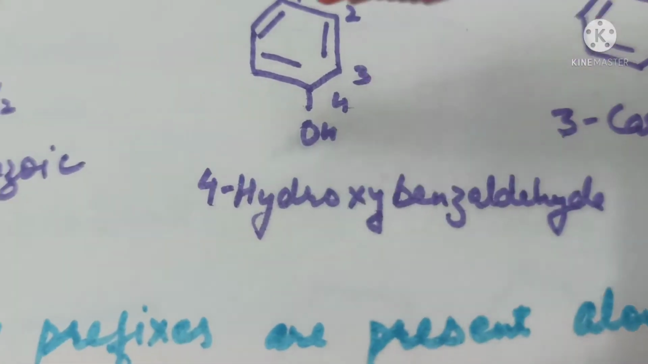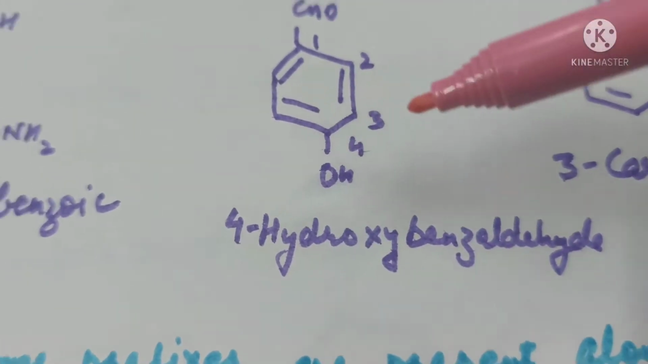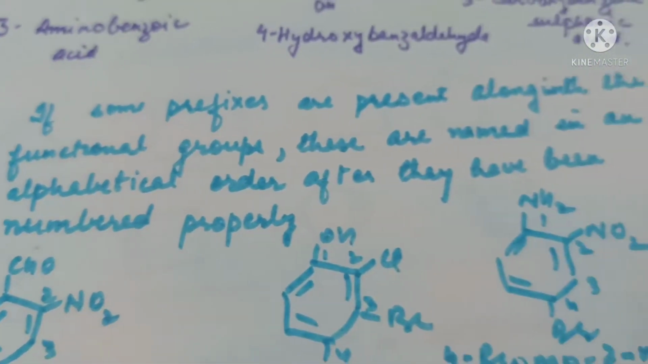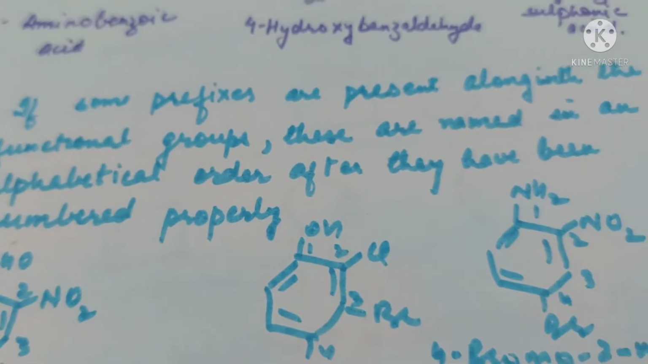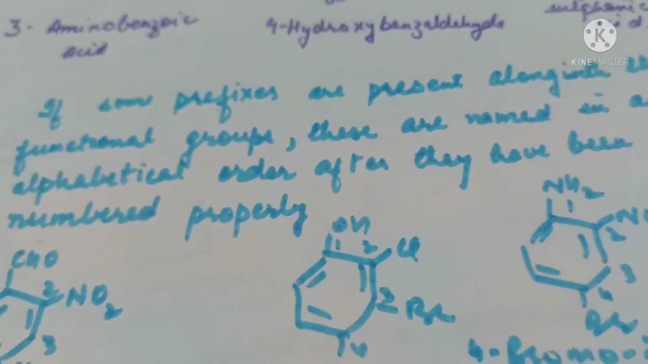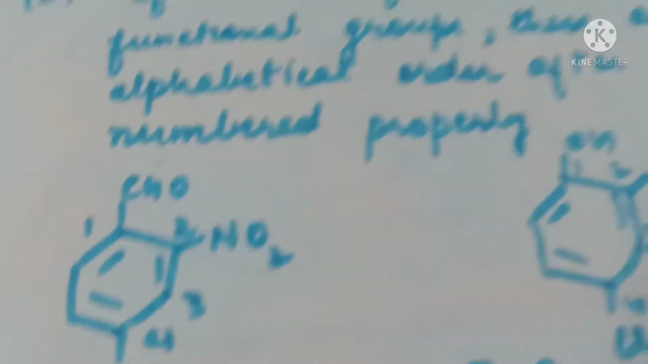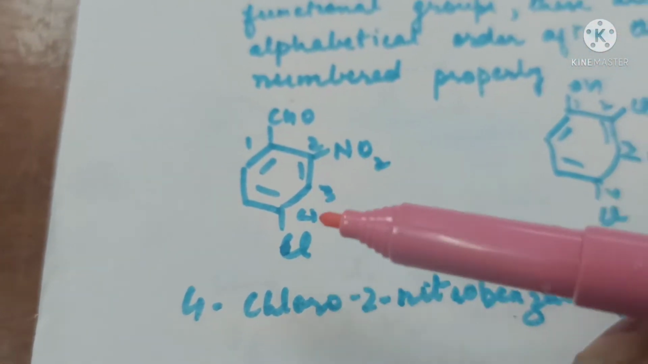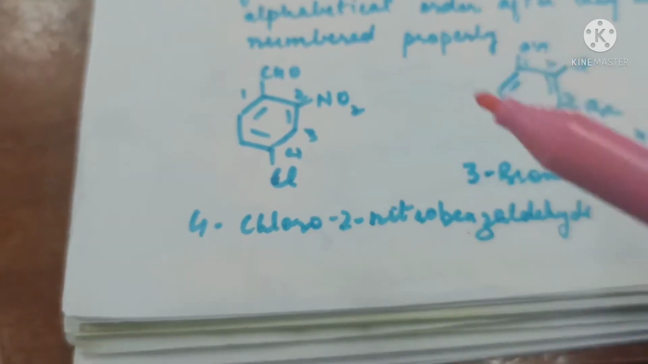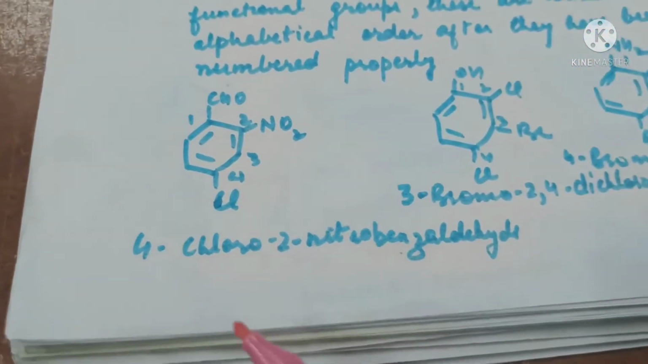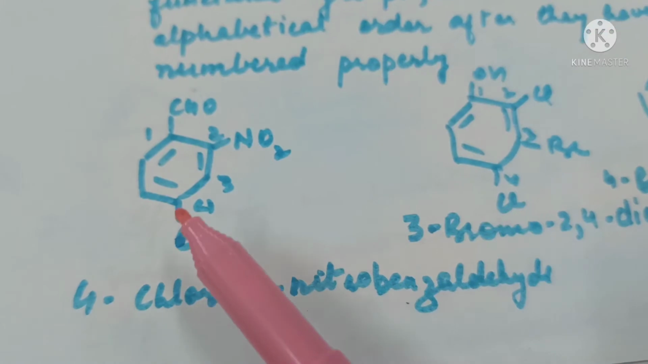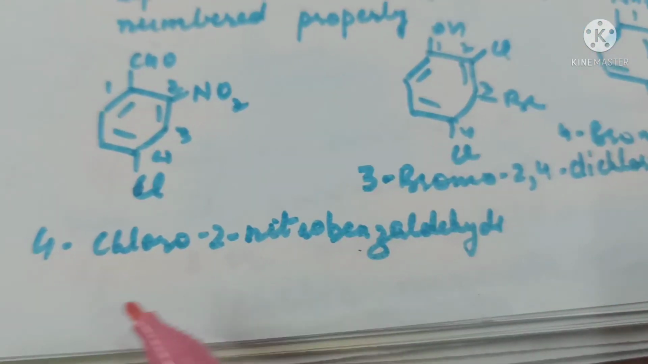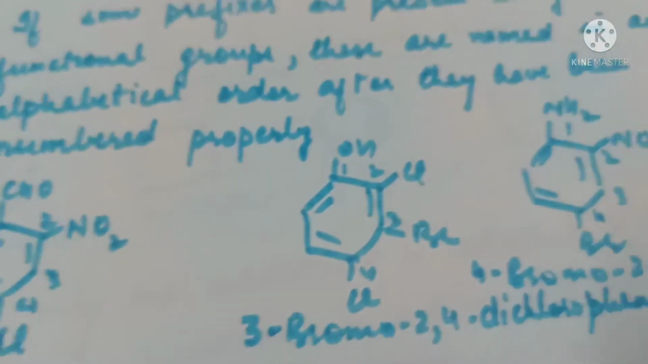The compound here will be 4-hydroxybenzaldehyde. If some prefixes are present along with the functional group, then these are named in alphabetical order. So that means if the substituents are more in number, that substituent which is alphabetically placed first will be named first. So 4-chloro-2-nitrobenzaldehyde will be the IUPAC name.